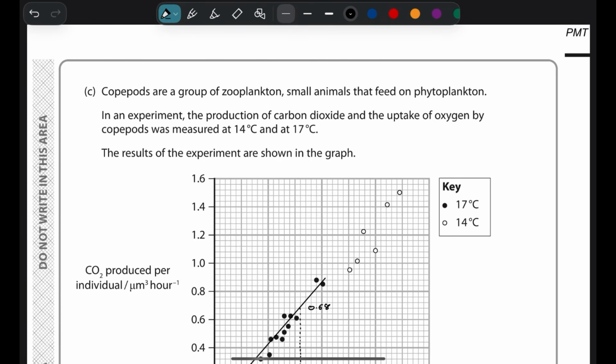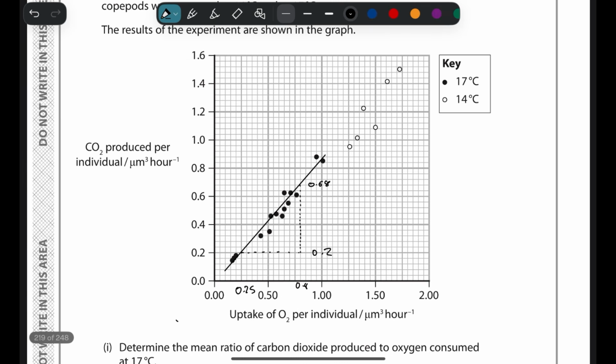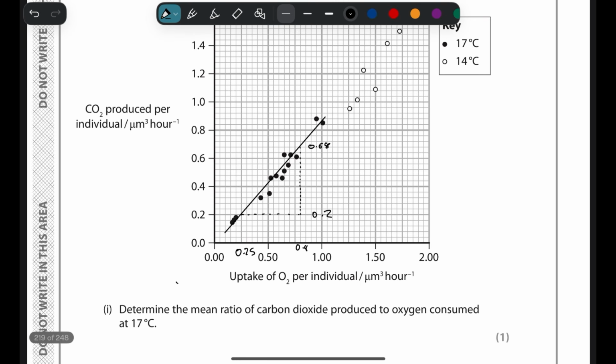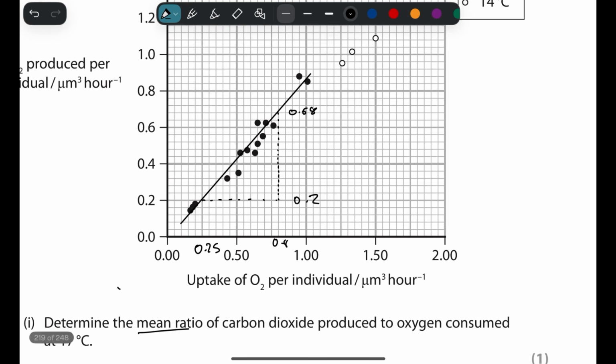Okay, new context. Copepods are a group of zooplankton. They're small animals that feed on phytoplankton. In an experiment, they've looked at production of carbon dioxide and uptake of oxygen, measured at different temperatures, and you have the graph below. Just know this line of best fit wasn't here before. They said determine the mean ratio of carbon dioxide produced to oxygen consumed at 17 degrees. So 17 degrees are my black dots. And if I'm getting a mean ratio, surely I need to do a line of best fit and get a gradient. So that's what we're going to do.